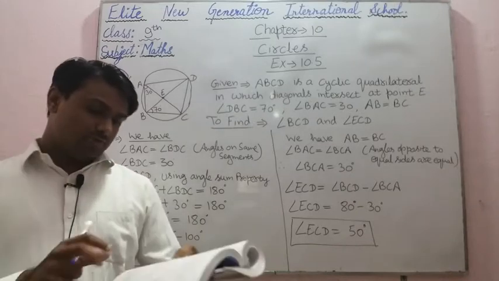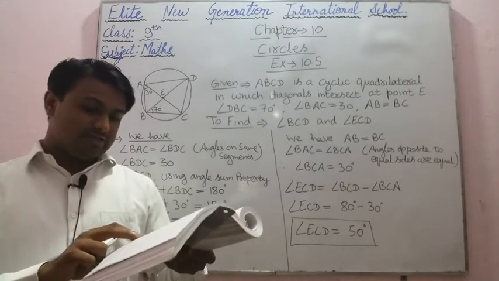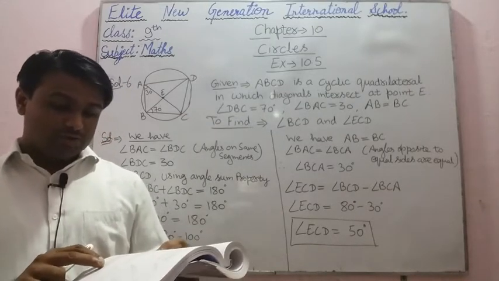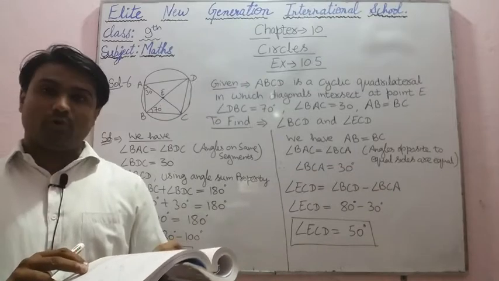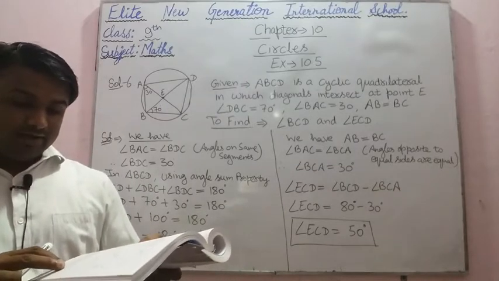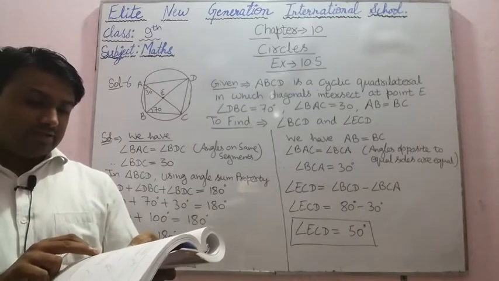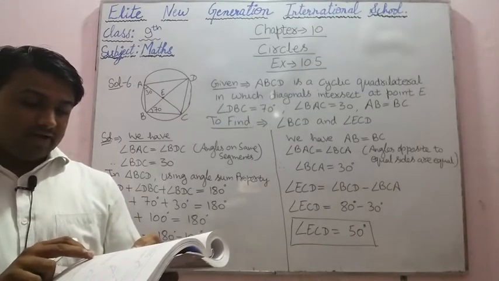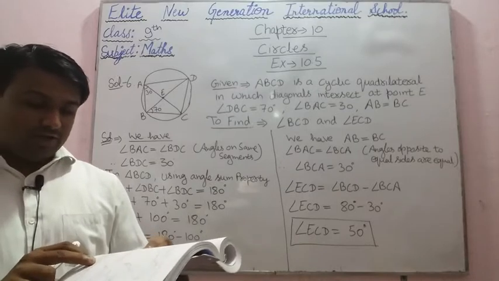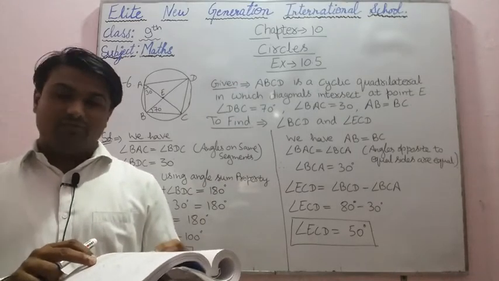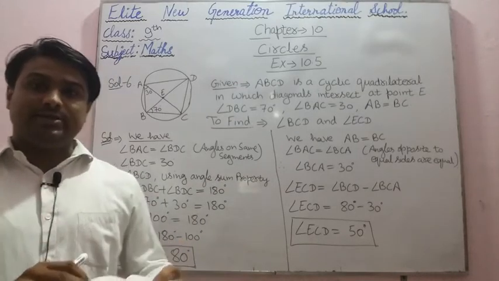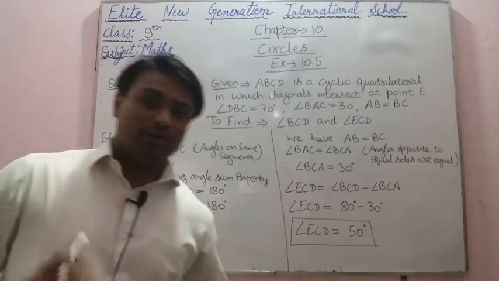In question number 6 we are given that ABCD is a cyclic quadrilateral whose diagonals intersect at point E. If angle DBC equals 70 degrees and angle BAC is 30 degrees, then find angle BCD. Further, if AB equals BC, then we have to find angle ECD. So in this question we have to find two angles.